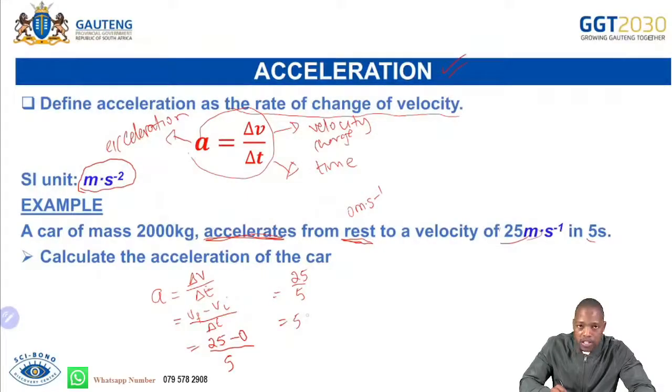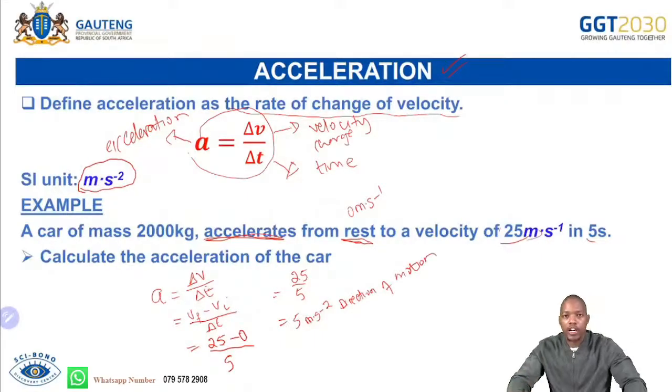And then this, the SI unit, meters per second squared, followed by the direction, in the direction of motion, or the original direction, right? It is important that when you are dealing with vectors, if you remember again in grade 10, we spoke about vectors and scalars.